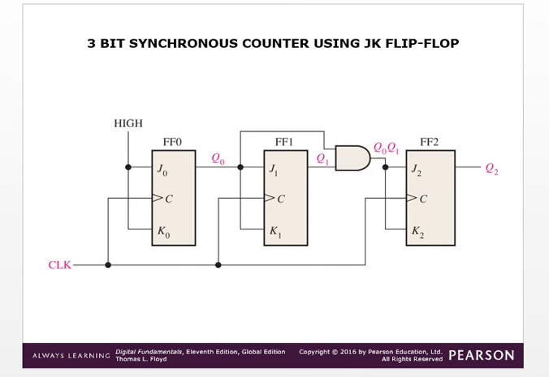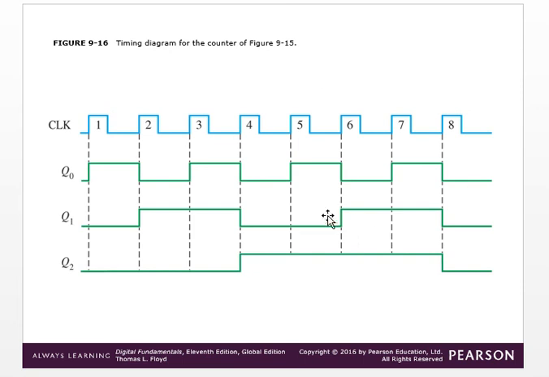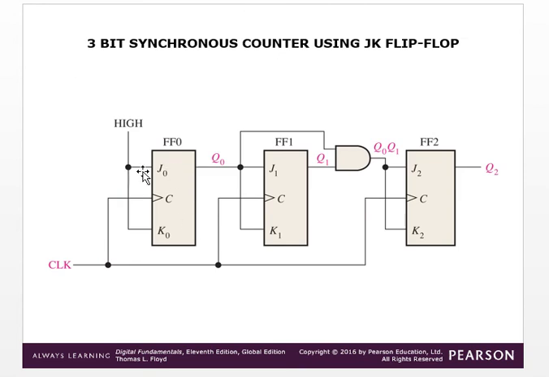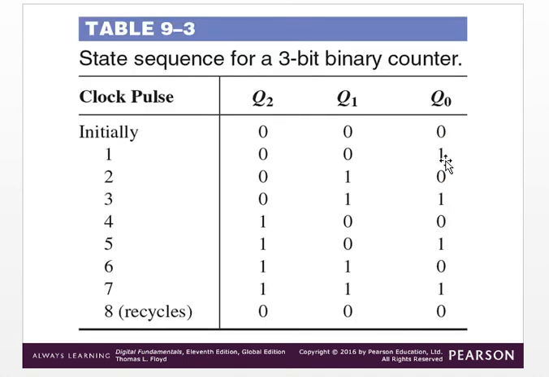See here, the timing diagram is the same as that of the asynchronous counter, and the truth table is also the same. That means 0 0 0, 0 0 1. See the Q0. Here J0 K0 is connected to 1, so on each clock it changes its state. See the table for Q0: 0, 1, 0, 1, 0, 1, 0, 1, because J0 and K0 are 1. So each time it changes its state.